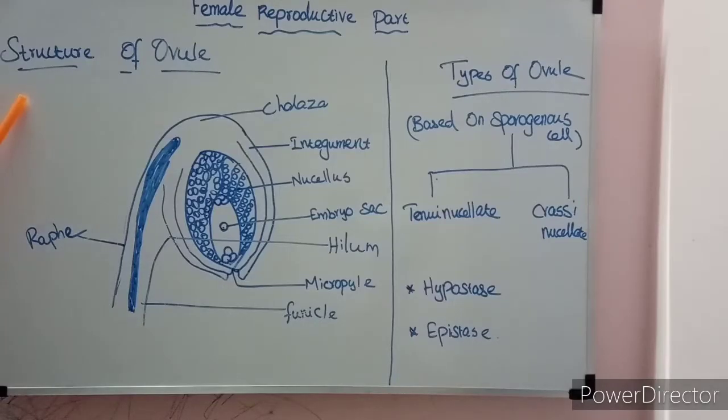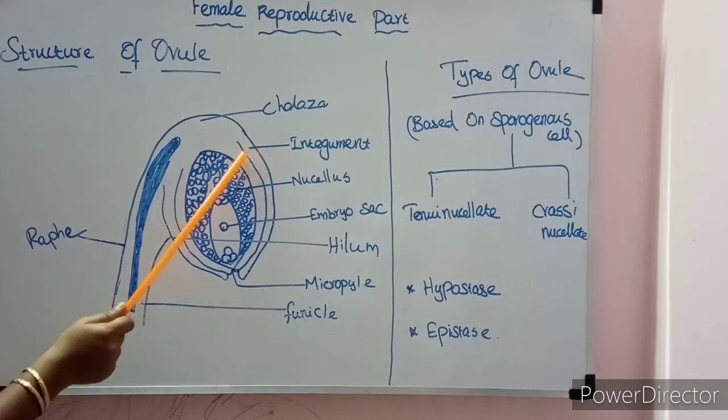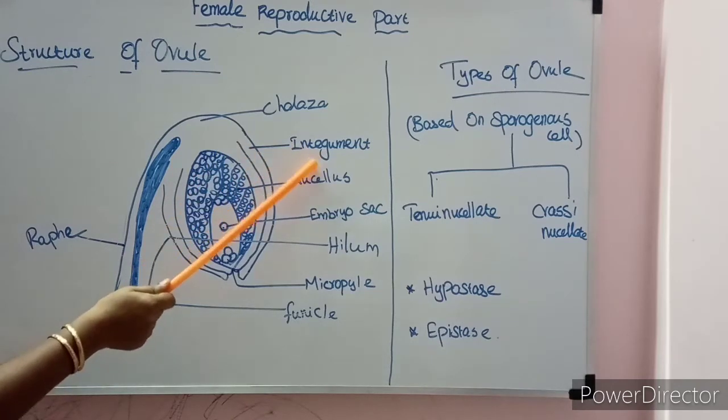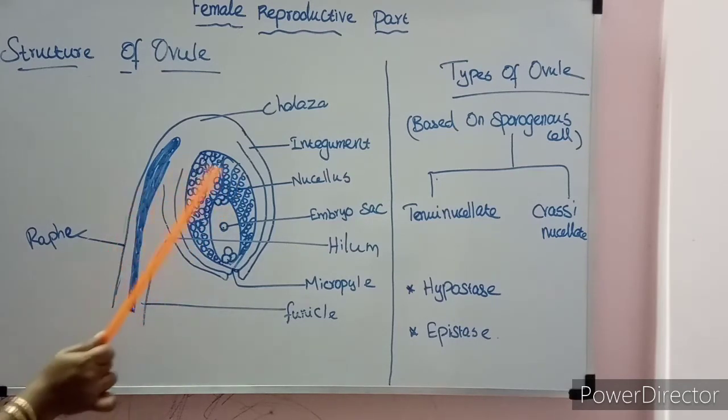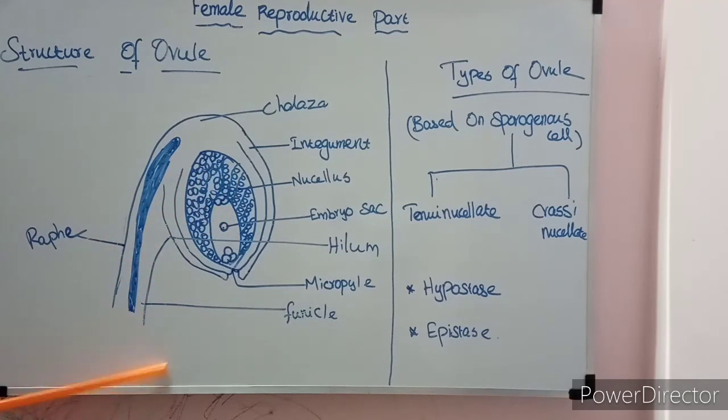Now we are going to discuss the structure of the ovule. Ovule is otherwise called the megasporangium. So this is the structure of the ovule. The ovule is protected by one or two coverings. That covering is called the integument. The mature ovule consists of stalk and body. The stalk is at the base portion.